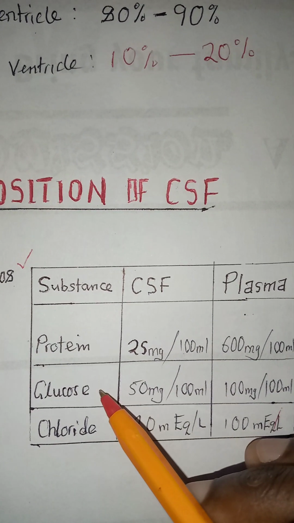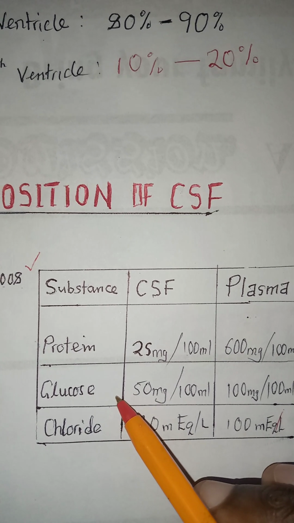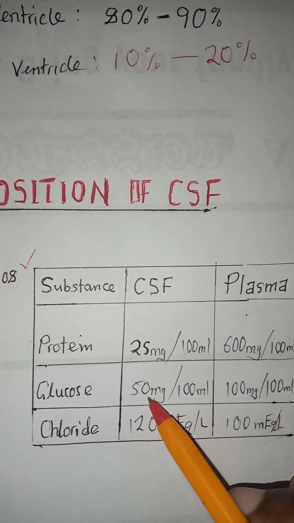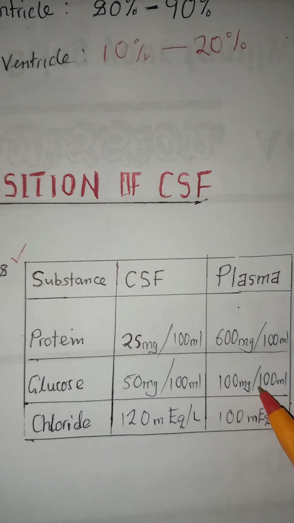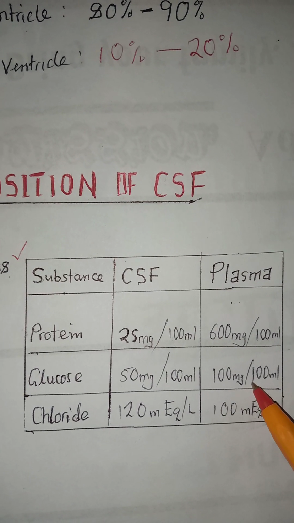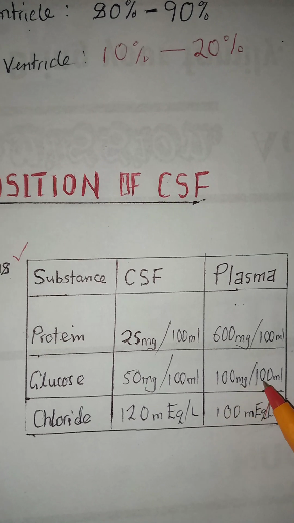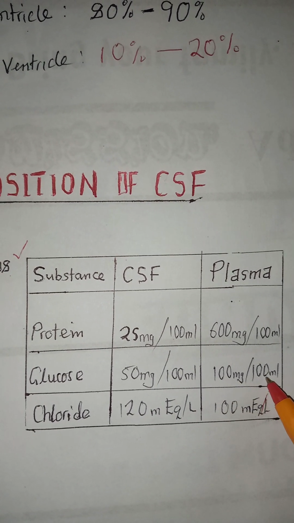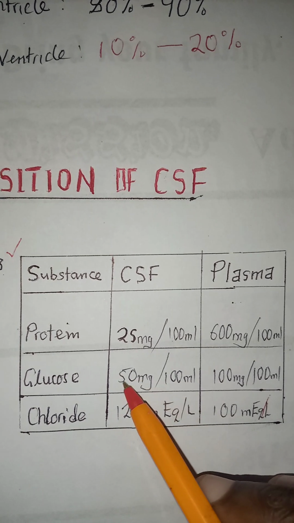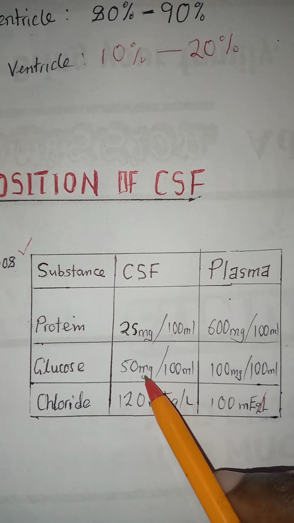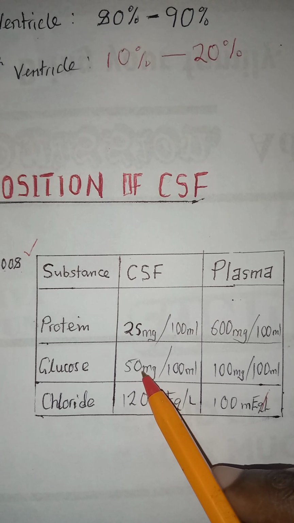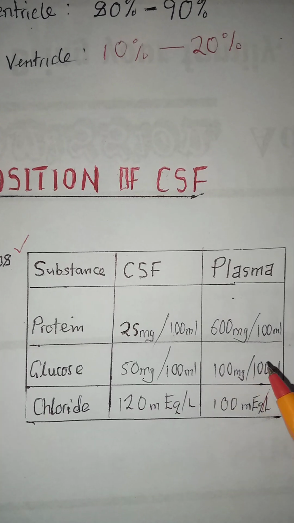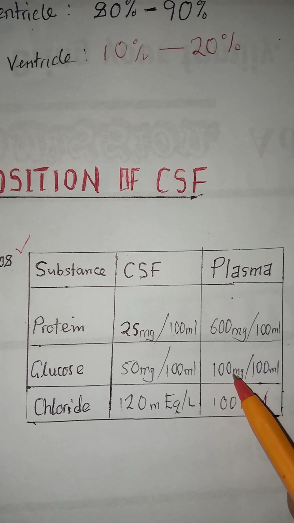What about the glucose? In cerebrospinal fluid we have 50 milligrams per 100 mils, and in blood plasma we have 100 milligrams per 100 mils. The amount of glucose in cerebrospinal fluid is basically half of the amount found in blood plasma.